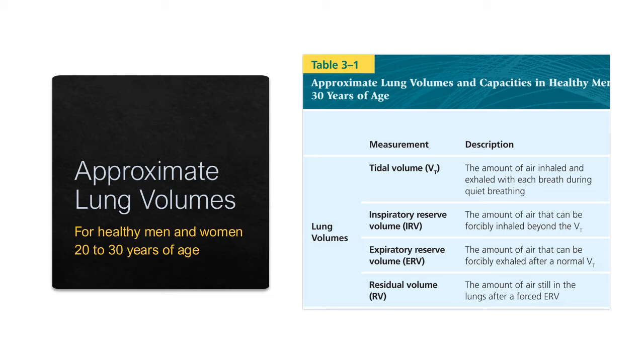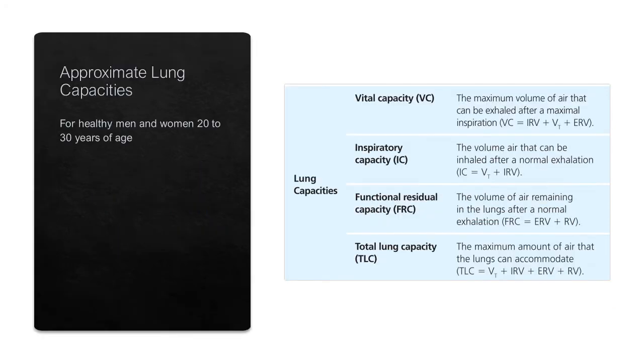And the residual volume, what's left over in the lungs? What is that for an average adult male? It's about 1,200 milliliters. Great job. But what about the capacities? What is the normal vital capacity of an adult male?